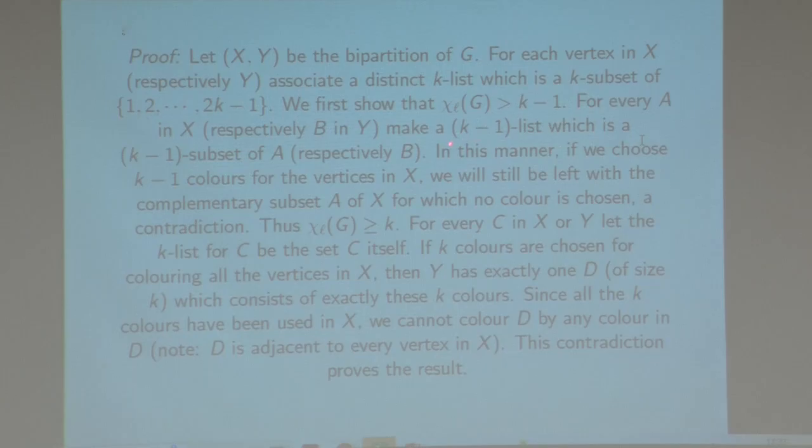First of all, it cannot be list k minus 1 colorable, because if there is a k minus 1 subset, then there will be a complement of that which does not pick up any one of those colors, and therefore k minus 1 do not suffice. Even k do not suffice, because if it is k, then on one side those k colors would be used, all of them. Then there is a vertex on the other side that has exactly those k colors, and therefore it cannot be colored.